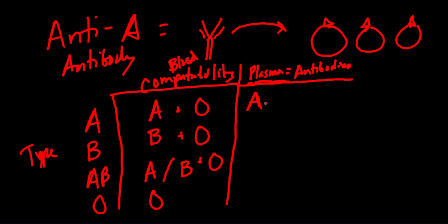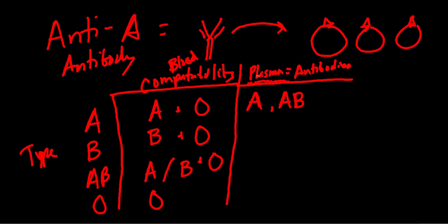Okay, someone with type A blood can receive plasma from someone with type A plasma. Again, a no-brainer. But they can also accept plasma from somebody that is AB positive. Now let's think about this. You're saying, uh-oh, that doesn't make sense.